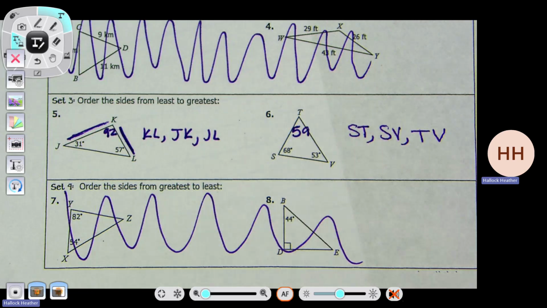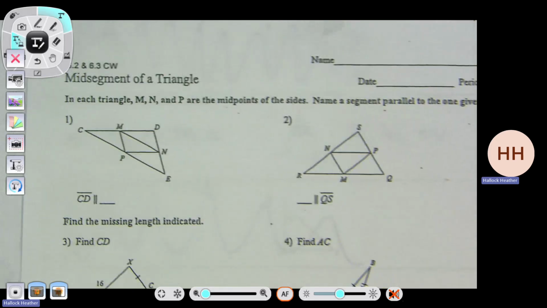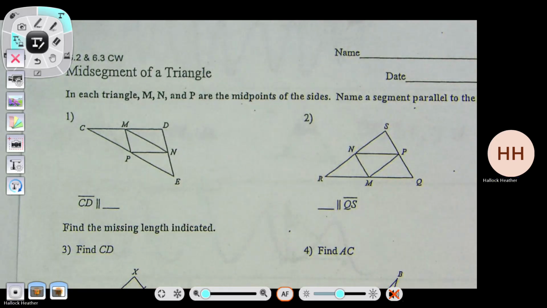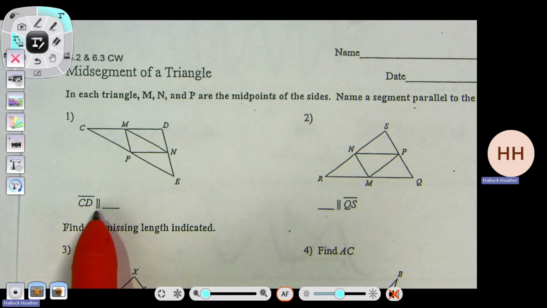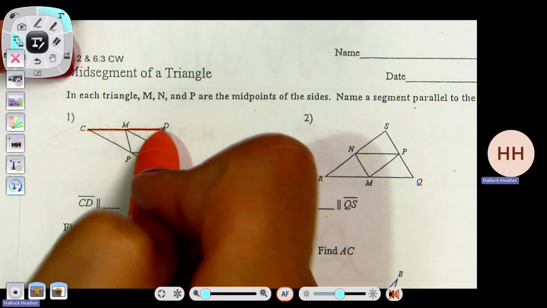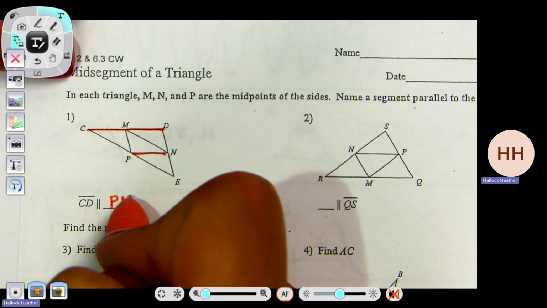So we're gonna do a couple to get going. This is a mix of yesterday and today's. So let's start with number 1. Number 1 says CD is parallel to something. What is CD parallel to? PN. So you just write PN. That's it.